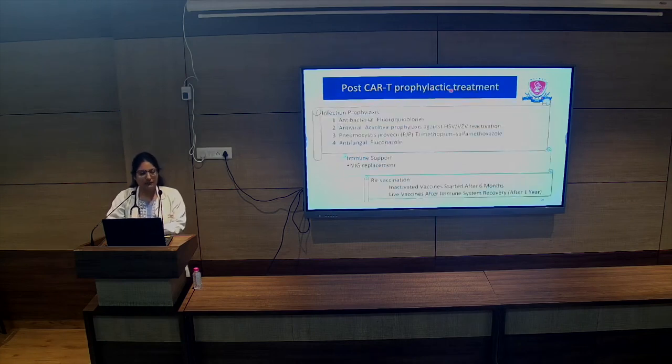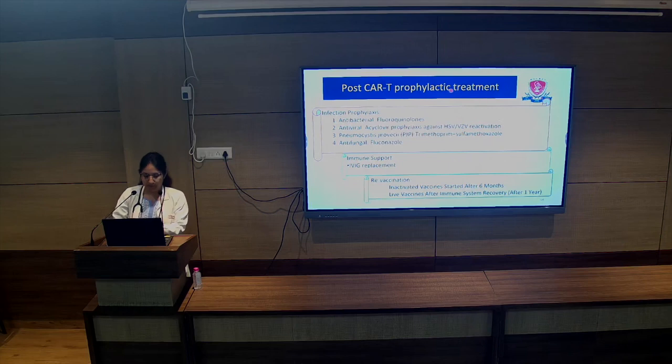Now post-CAR-T, we offered prophylactic treatment to the patient, which included infection prophylaxis with antibacterials, antivirals, pneumocystis jirovecii prophylaxis and antifungal prophylaxis. Immune support was given in the form of IVIG replacement, and revaccination was also started: inactivated vaccines after 6 months and live vaccines after the immune system recovery at 1 year.